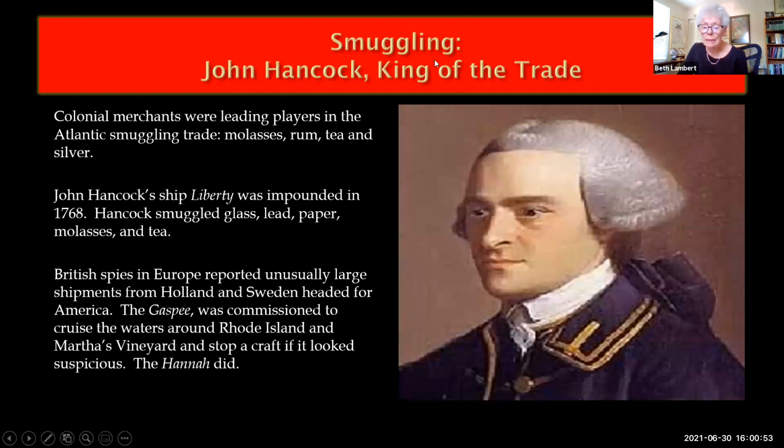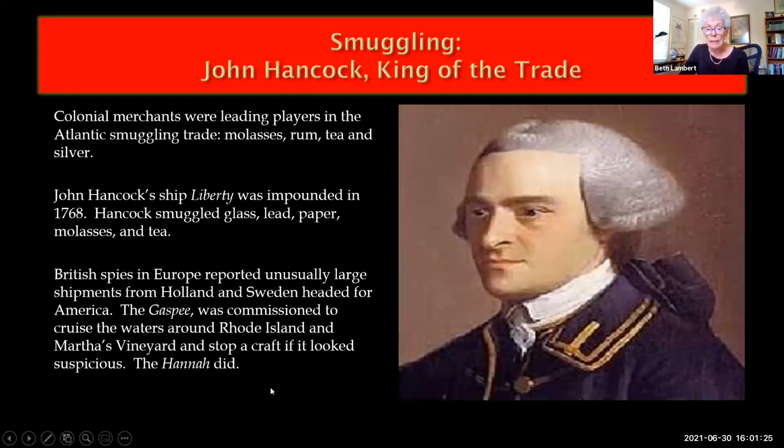All right, smuggling is another provocation. John Hancock was the king of the smuggling trade. He made more money by smuggling than any other way. They smuggled molasses, rum, tea, and silver. Hancock's ship Liberty was impounded in 1768. He smuggled glass, lead, paper, molasses, and tea.